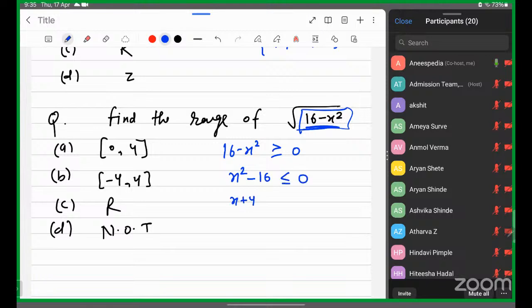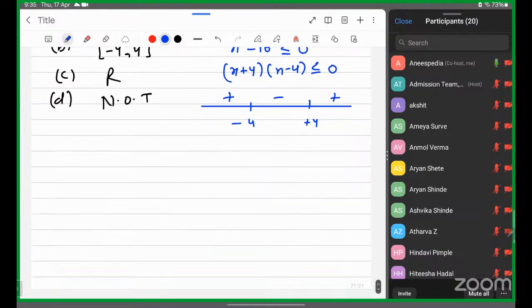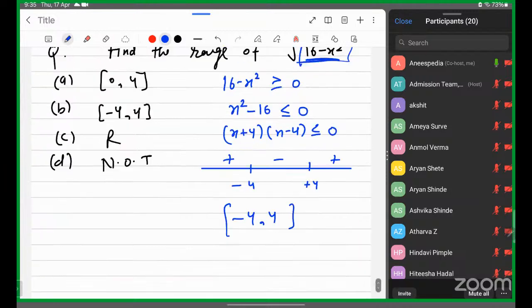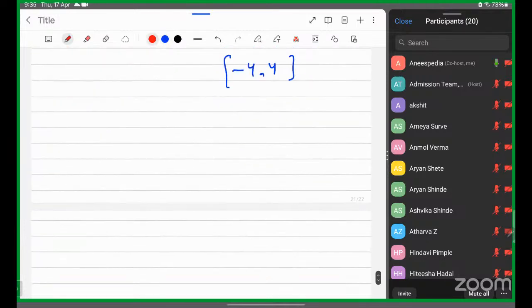So this will be (x plus 4)(x minus 4) less than or equal to 0. If you plot it on a number line, this will be -4 and +4, with signs plus, minus, plus. So this will be less than 0 in between -4 to 4 with closed interval. So the range will be -4 to 4. Now onwards, you can remember this.